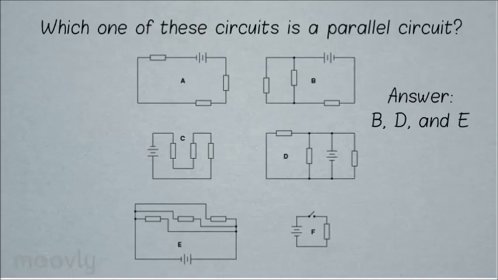The answers are B, D, and E. As you can observe, A, C, and F are incorrect because they only have one pathway coming from the battery.